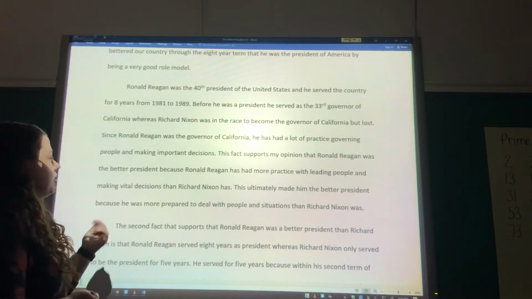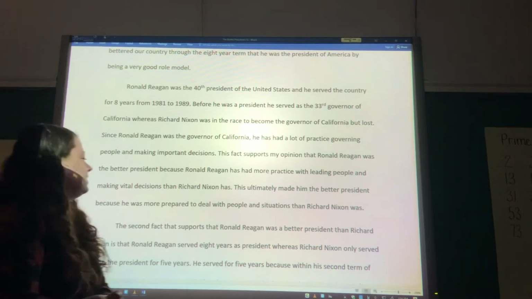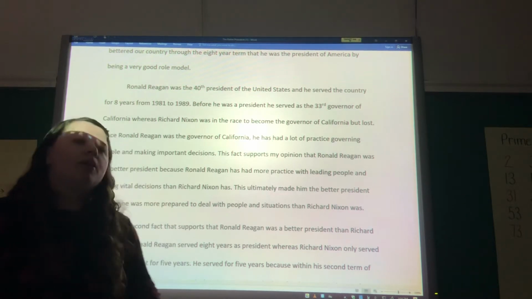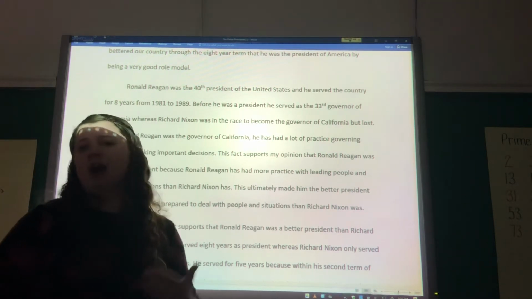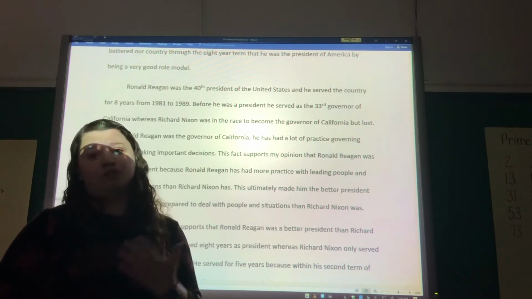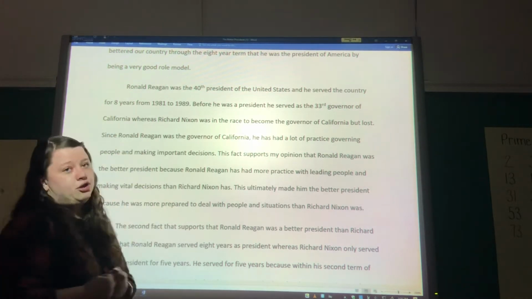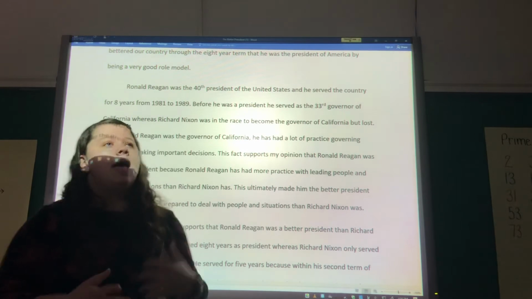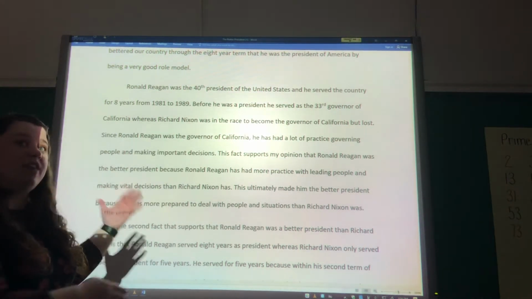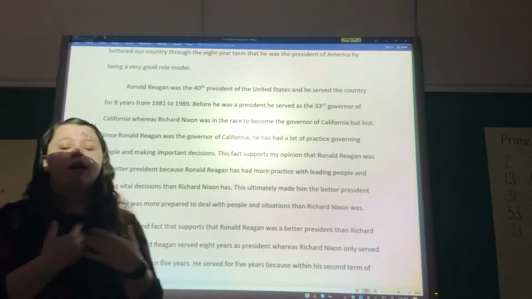And then I go on to say that Richard Nixon did not have that experience. I said this made Reagan the better president because he's more prepared to deal with people and situations than Richard Nixon was. When you're a president, you have to make very important decisions. You have to work with other people, within Congress, and with other leaders of countries. So this is a really important fact. I've taken this fact of Ronald Reagan being the governor of California, and I've provided details as to why this is a good thing and how I can back that up with my own opinion.